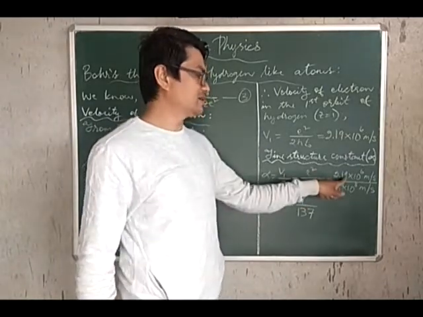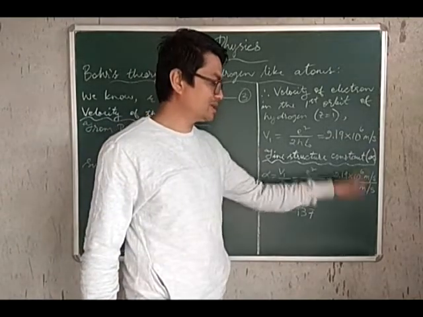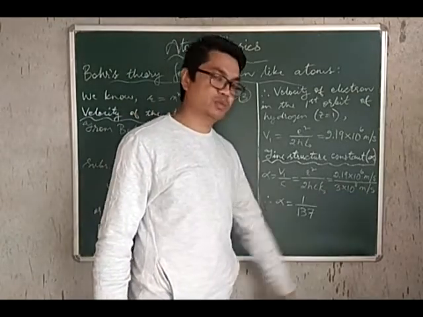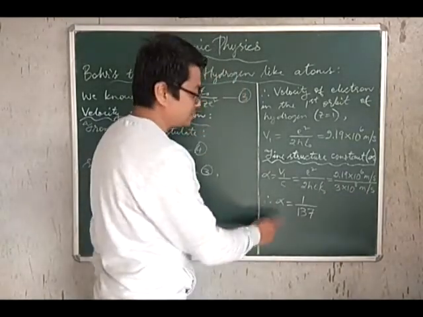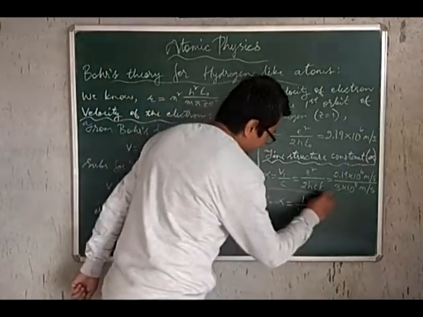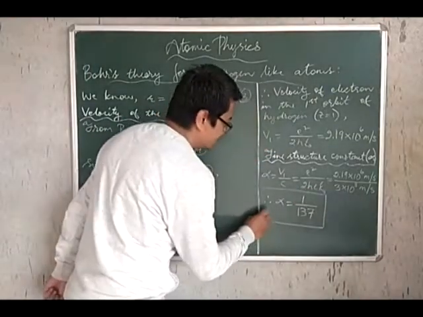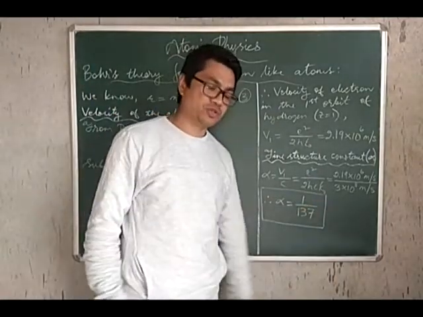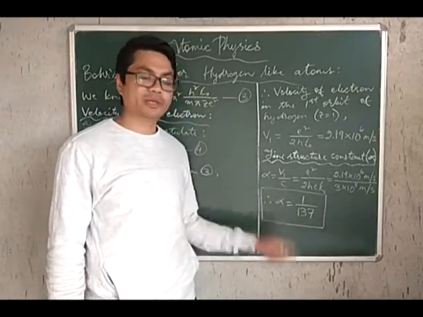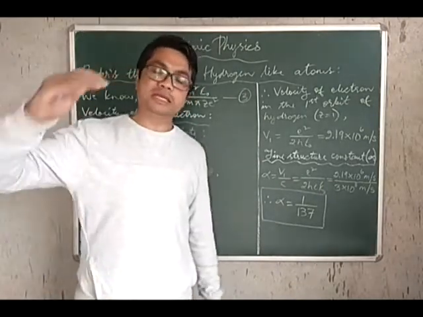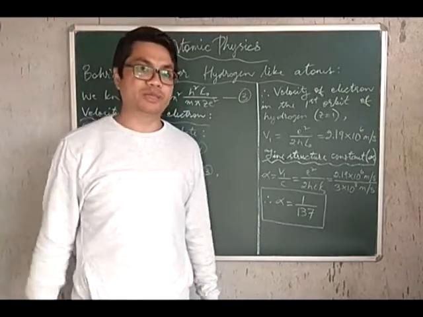So, V1 is 2.19 into 10 to the power 6 meters per second. The velocity of light is 3 into 10 to the power 8 meters per second. Now, when you simplify, you see that the fine structure constant comes out to be equal to 1 upon 137. So, sometimes you might just be asked about the fine structure constant, and you should remember this. So, this is about the velocity of electrons in different stable orbits.